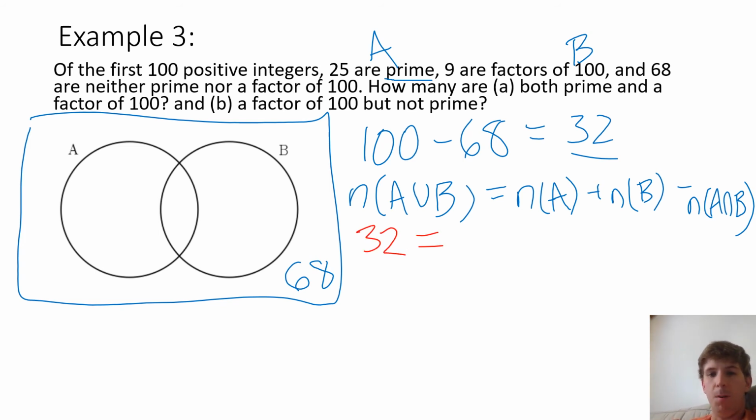Since we know most of these things, A union B, the entire Venn diagram, is that 32, which equals the number in A, the number of prime numbers, so that's 25. The number in B is going to be 9. And we're trying to solve for that intersection, that overlap. So I'll just call that X. Okay, so great. 25 plus 9 is just 34.